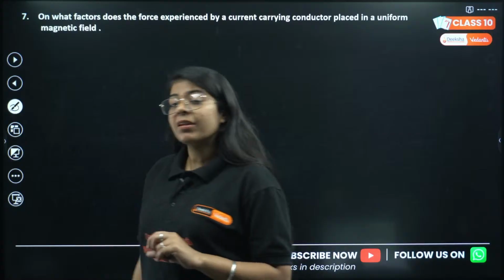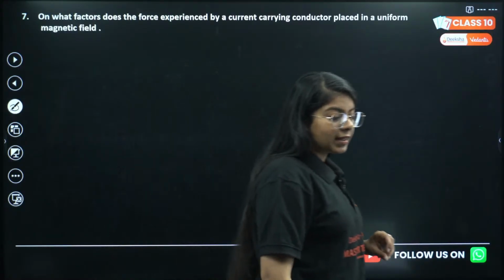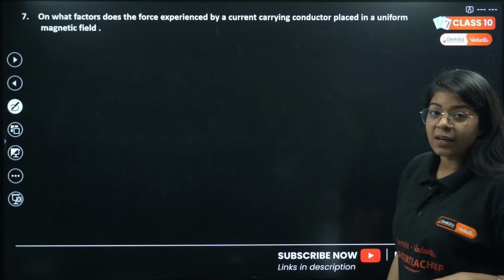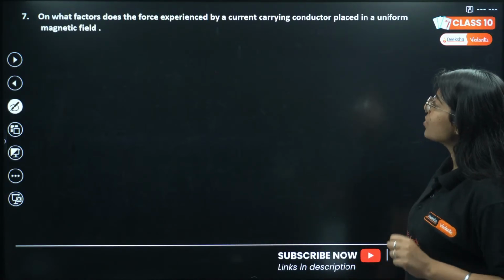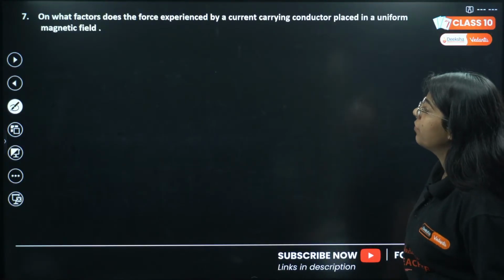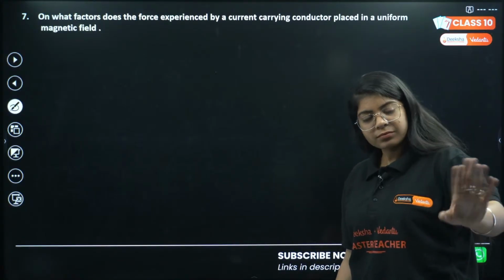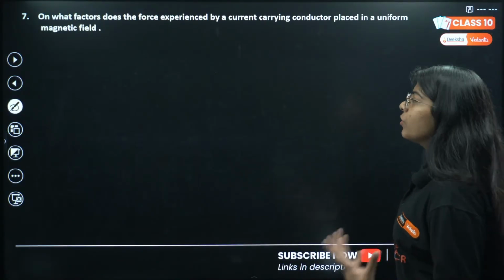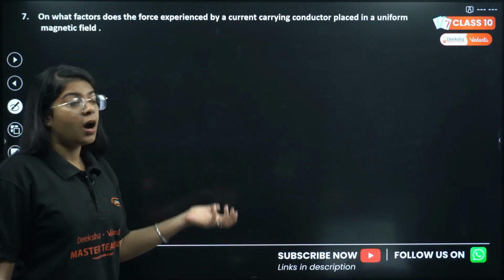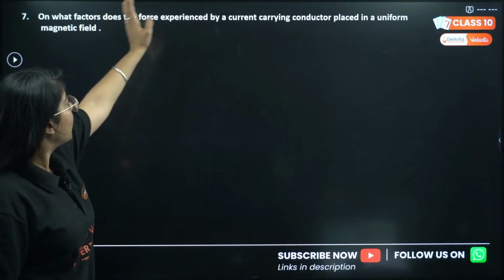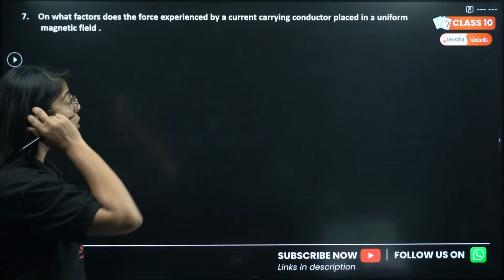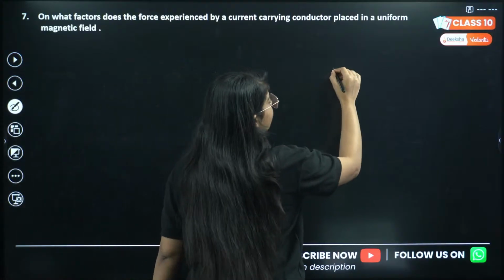Okay. Seventh question, let's read it again very carefully. The question says, on what factors does the force experienced by a current carrying conductor placed in a uniform magnetic field depend? Again, we have studied this, the factors on which the force experienced by a current carrying conductor depends. Now this is a question again from that formula.